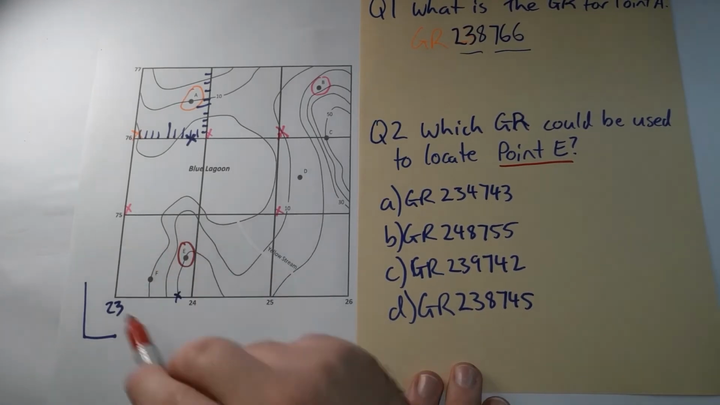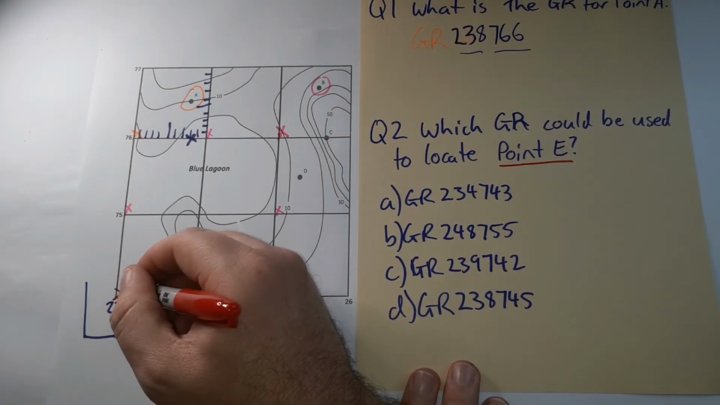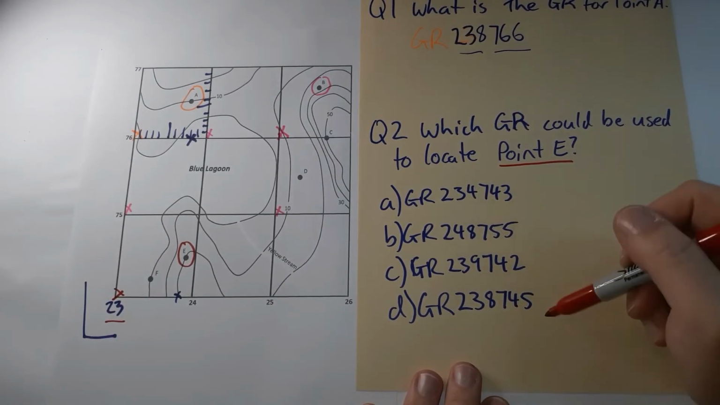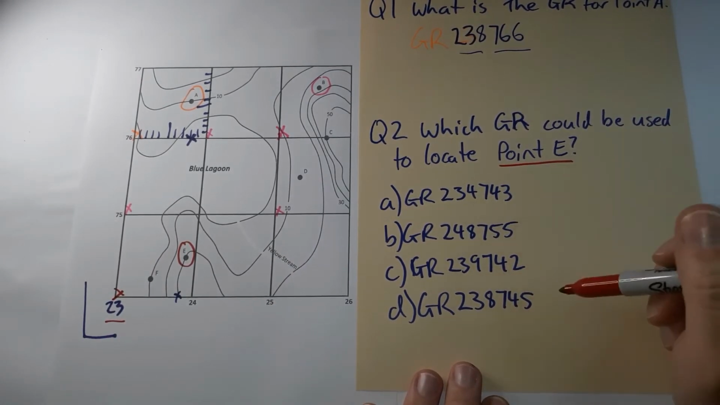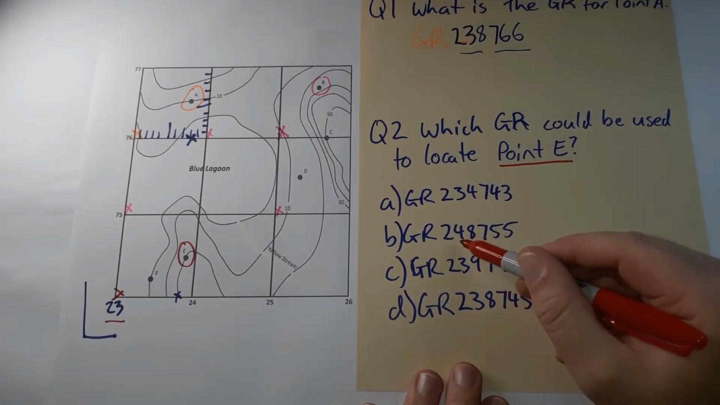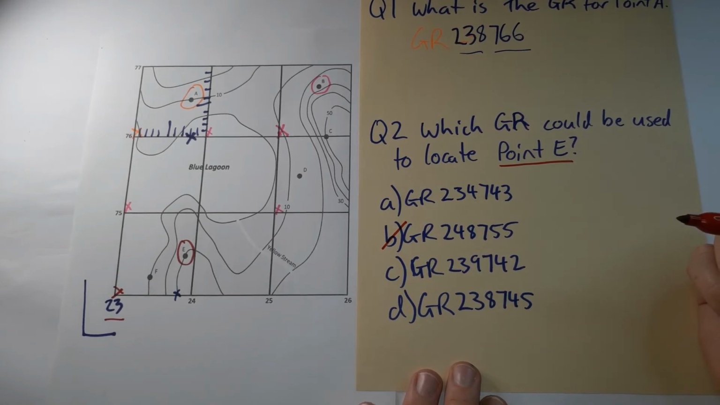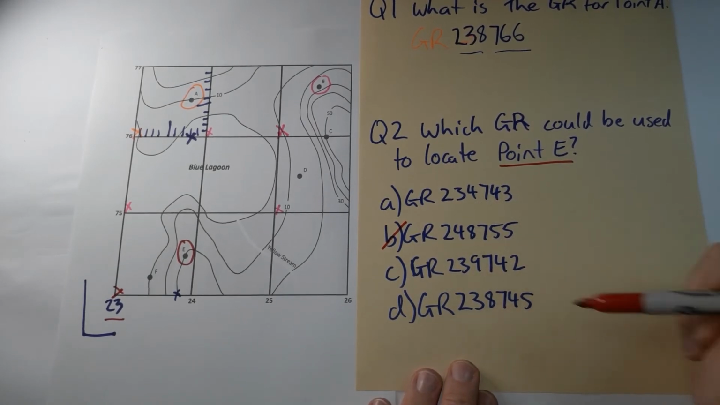All we've got to do is, through a process of elimination, find which one helps us locate point E. So point E is in this box, so I know that my number needs to start with a 2, 3. So if any of these numbers don't start with a 2, 3, they're out straight away. Letter B starts with a 2, 4. Wrong. So I'm left with A, C and D.